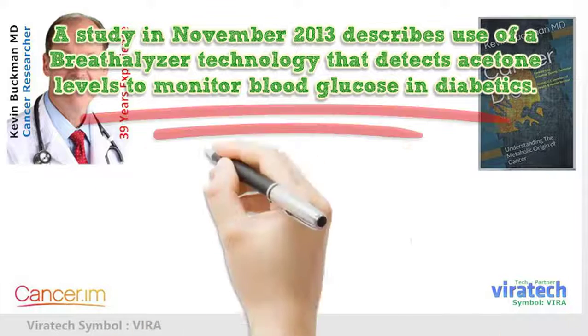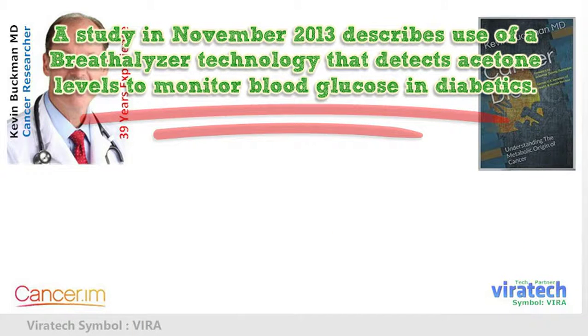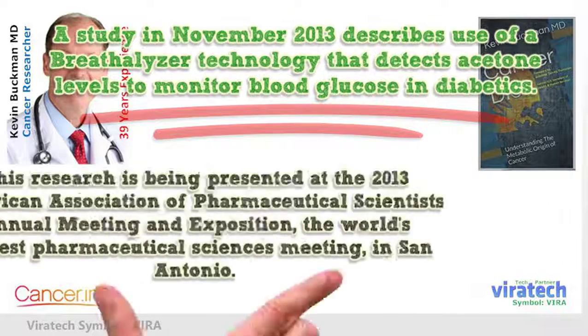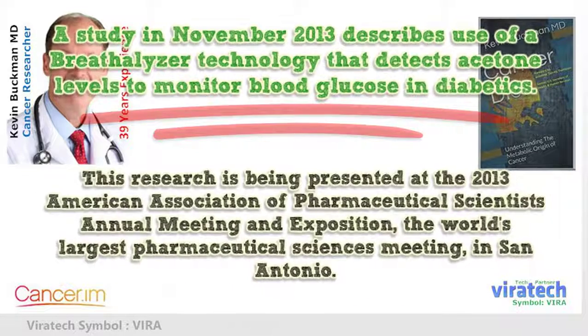A study in November 2013 describes use of a breathalyzer technology that detects acetone levels to monitor blood glucose in diabetics. A novel, handheld, non-invasive monitoring device that uses multi-layer nanotechnology to detect acetone has been shown to correlate with blood glucose levels in the breath of diabetics. This research is being presented at the 2013 American Association of Pharmaceutical Scientists annual meeting and exposition, the world's largest pharmaceutical sciences meeting, in San Antonio.